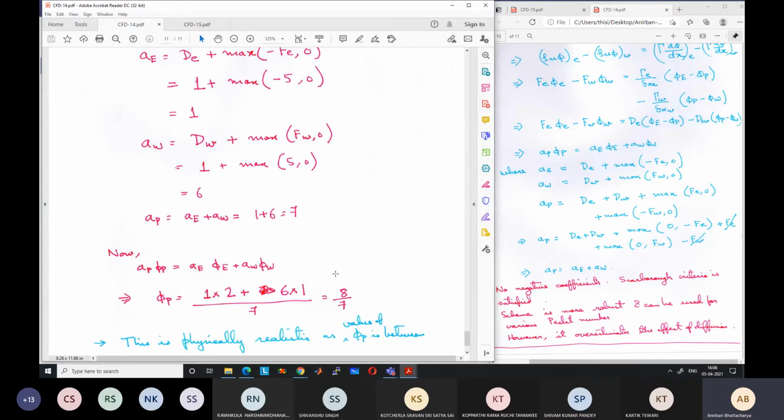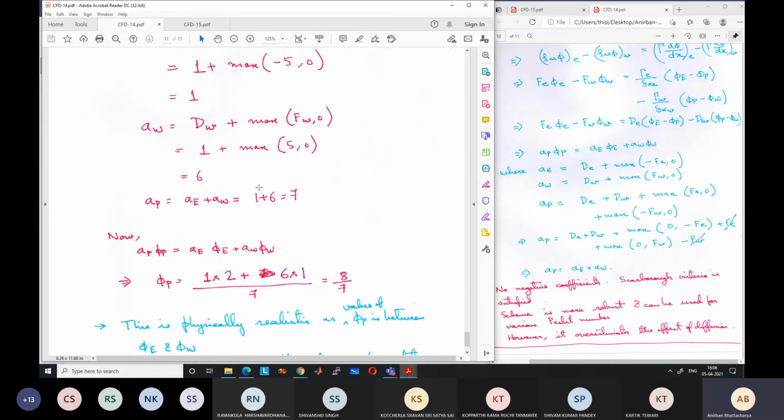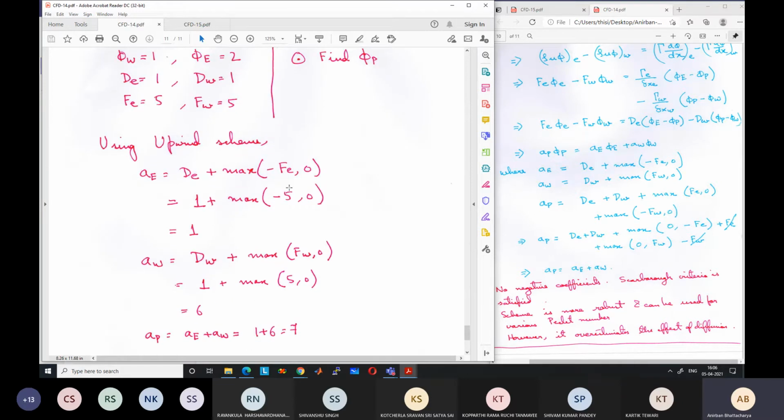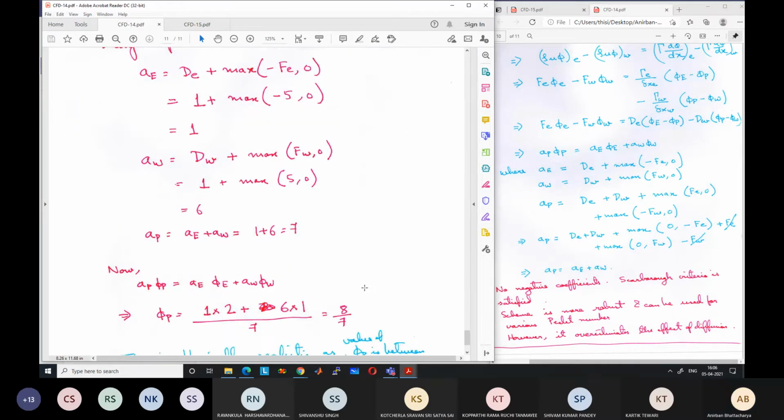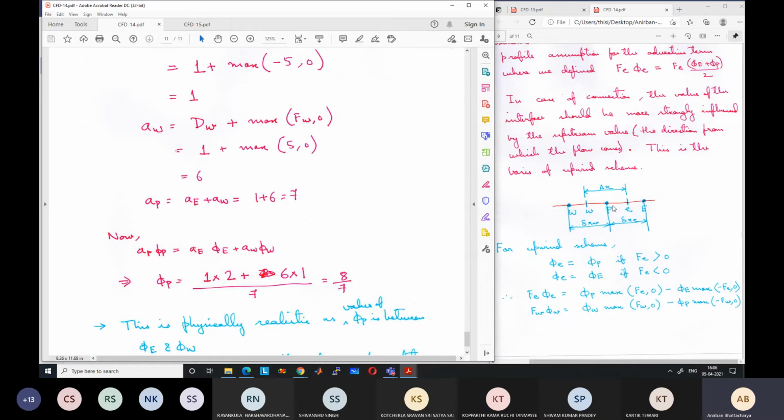Now we can write this equation as aP phi P is equal to aE phi E plus aW phi W. So aE is 1, phi E is 2, so 1 into 2 plus 6 into 1, aW phi W, phi W is 1, divided by 7, which is equal to 8 by 7. So the final value of phi P is 8 by 7 at this point.